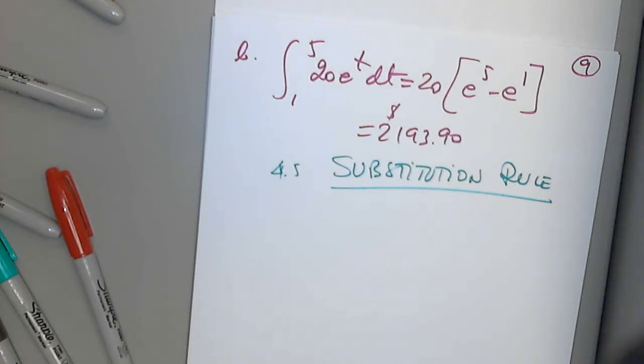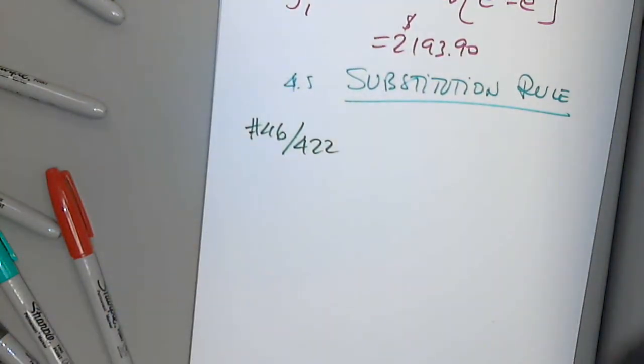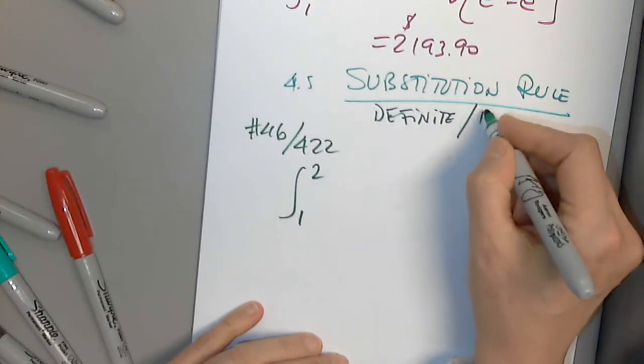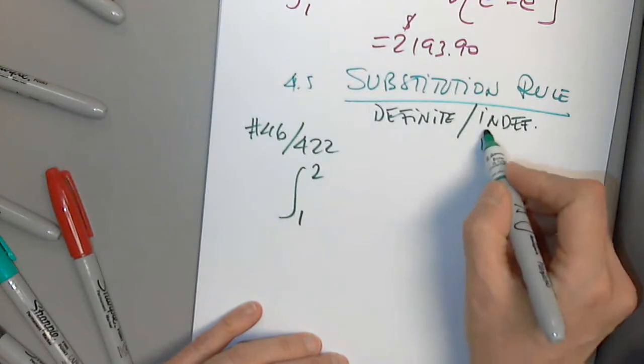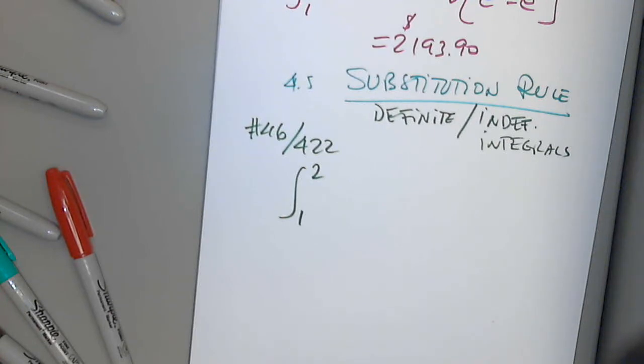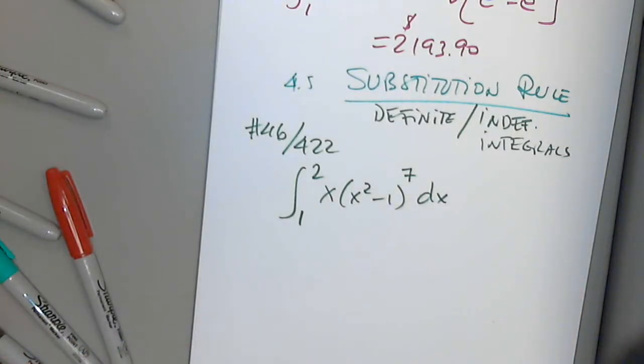Okay, so let's start with 46 on page 422. The integral from 1 to 2. Well, we have two different things. We have substitution rule for definite and for indefinite integrals. Okay, I picked a problem from the definite ones. So 46. The integral from 1 to 2 of (x squared minus 1) to the 7th power dx.